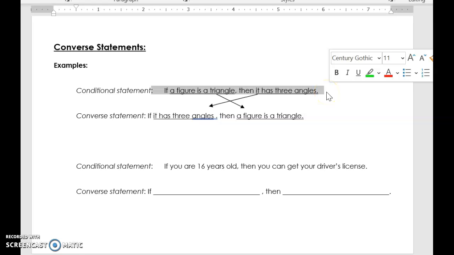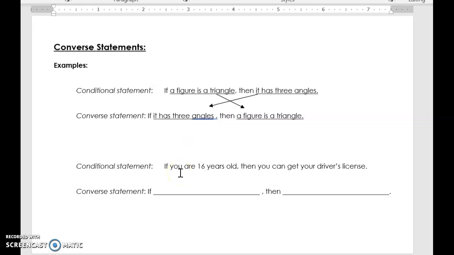If I was going to write the converse statement, again, I'm switching the order. Now notice my if and my then, that format is still going to stay the same. If something, then something. I'm just switching my parts. So now my converse statement would read, if it has 3 angles, then a figure is a triangle. So you're just switching the parts. Here's another one we can do together. If you are 16 years old, then you can get your driver's license.